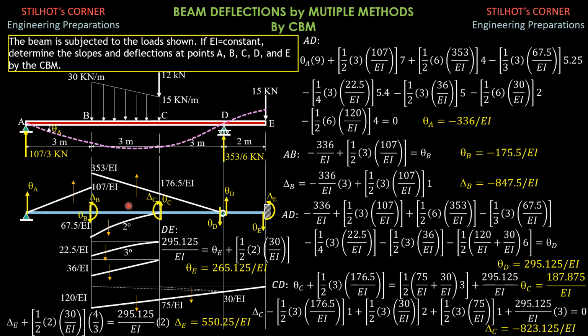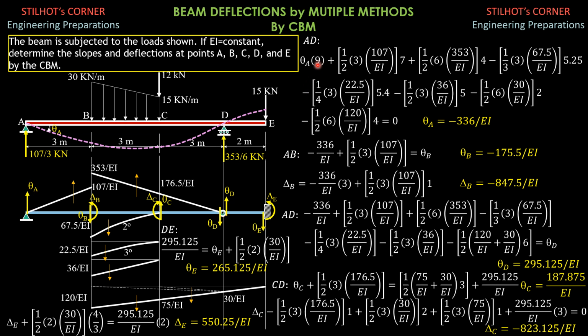So this is the analysis. First, we find theta A. By the way, these are the positive directions of slopes and moments, considering the segments later. So theta A, then this is theta D, going down the positive direction. So considering AD, we sum up moments about D first to solve for theta A.